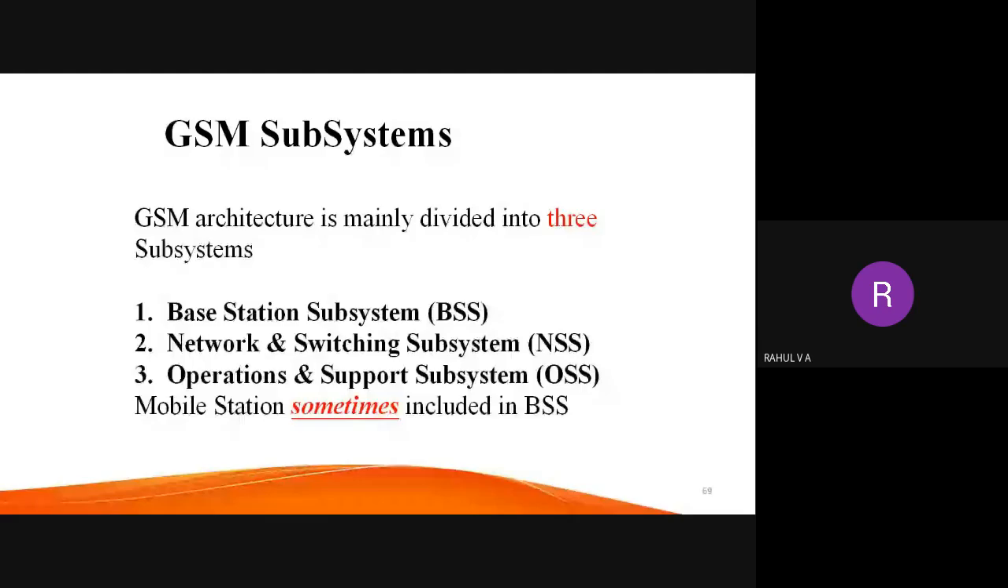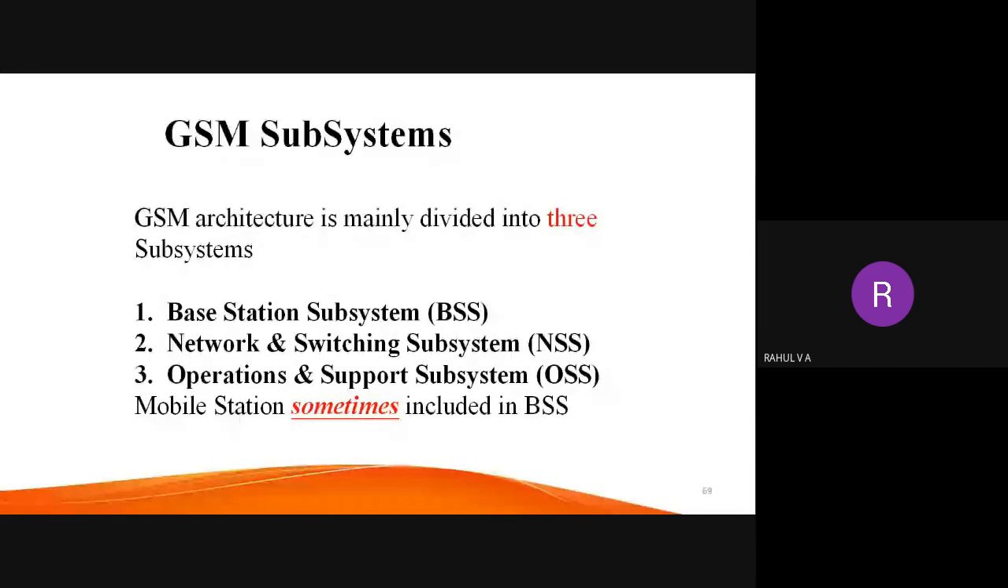Subsystem. One is the base station subsystem, that is BSS. Then the second one is the network and switching subsystem, and the third one is the operations and support subsystem. In this, two things you can do. You can add the mobile station as a separate subsystem, or you can include the mobile station into the BSS, base station subsystem.